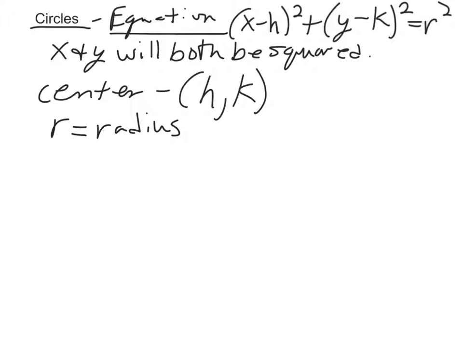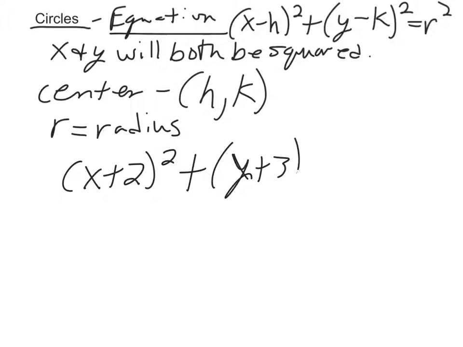The center is your h and your k, and it's always going to be the opposite, and I'll show you that in a minute. And your radius is going to be, the r is your radius of the circle. So if I had x plus 2 squared plus y plus 3 squared equals 25, so my center is going to be negative 2.